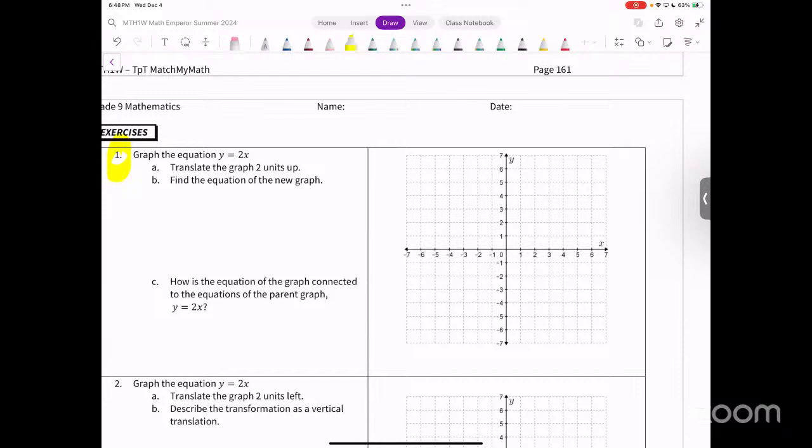That's something we want to see on Desmos. Just write it down in the equation if you translate it 2 units up.